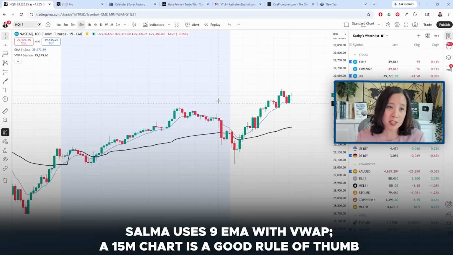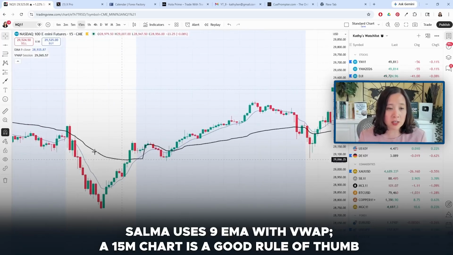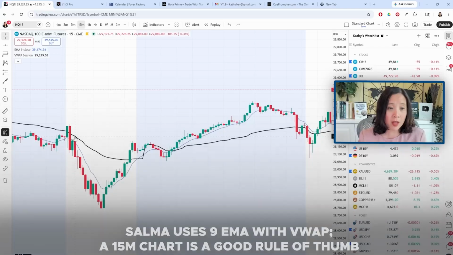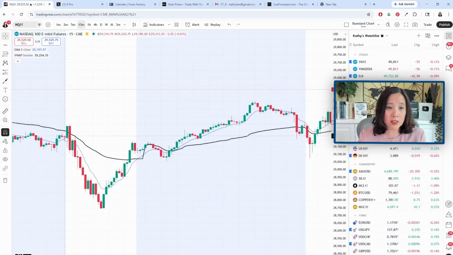So Salma said that she likes to use the 9 EMA in combination with the VWAP. She didn't provide details on the time frame that she used, but as a rule of thumb, you can look at the 15-minute chart, for example, and in this case, we see that NASDAQ has broken below, is trading below the VWAP and the 9 EMA, and a retrace to the 9 EMA with a stop above the VWAP could be a good entry point over here. There's no trade over here.